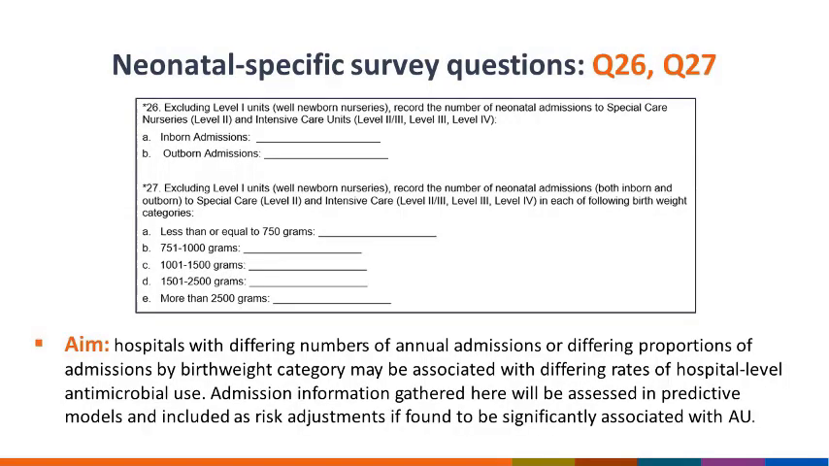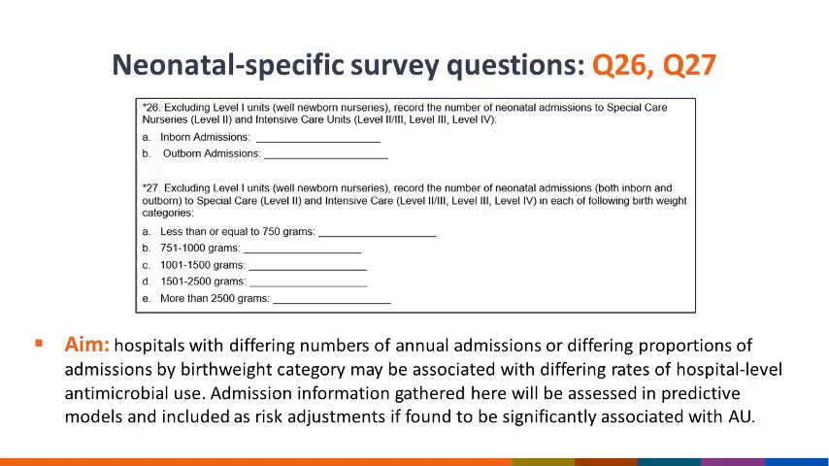Question 26 on the survey asks, excluding level 1 units, record the number of neonatal admissions to special care nurseries and intensive care units for both inborn and outborn admissions. And question 27 asks, for those same locations, record the number of neonatal admissions, again, both inborn and outborn, in each of the 5 birth weight categories listed.